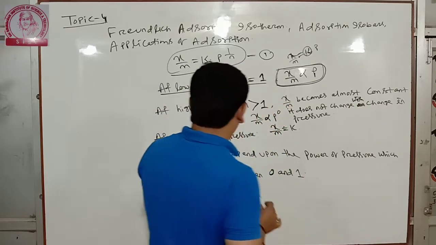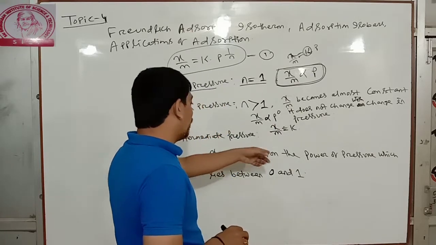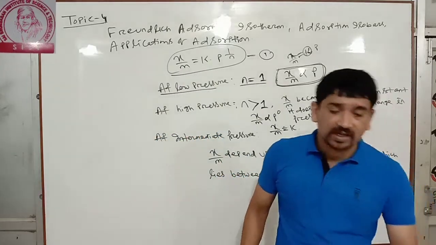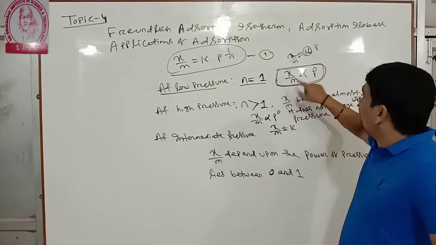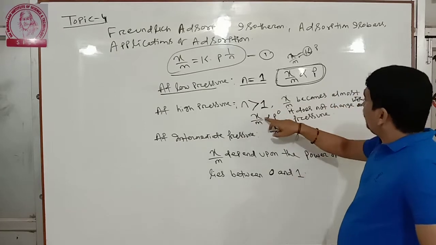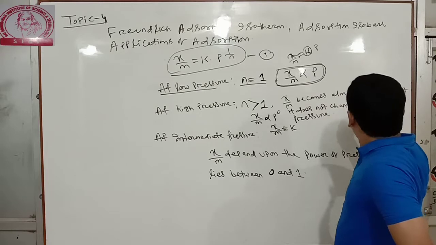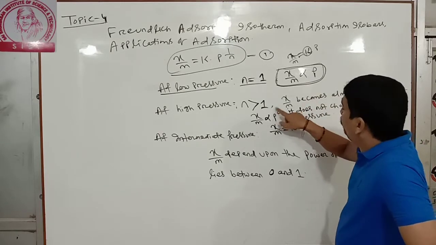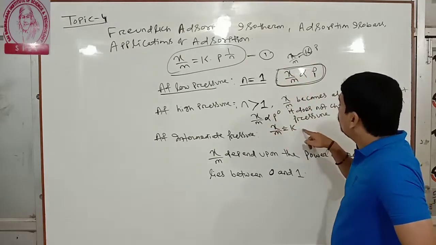At intermediate pressure, x by m depends upon the power of pressure which lies between 0 and 1. So this is the condition. If at low pressure n equal to 1, x by m is directly equal to p. At high pressure n greater than 1, x by m is equal to p to the power 0. That is, the x by m value becomes almost constant. It does not change with the change in pressure. So p to the power 0, something power 0 equal to how much? 1. So x by m equal to k.